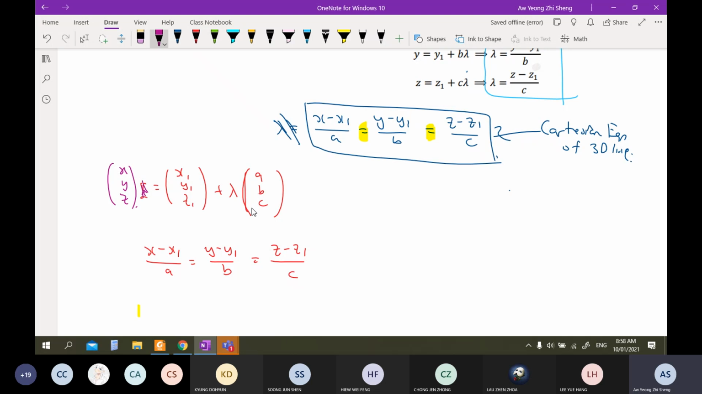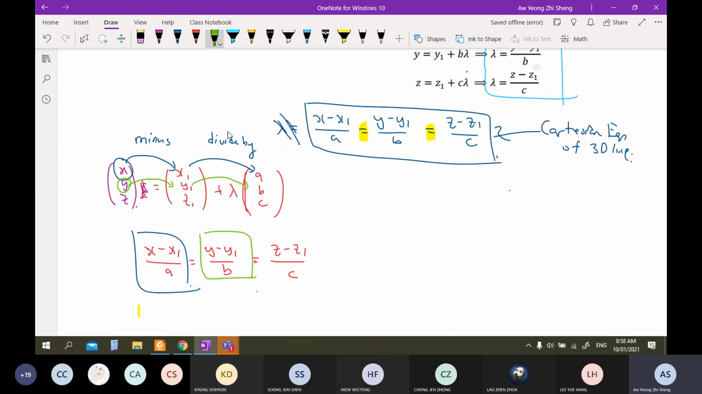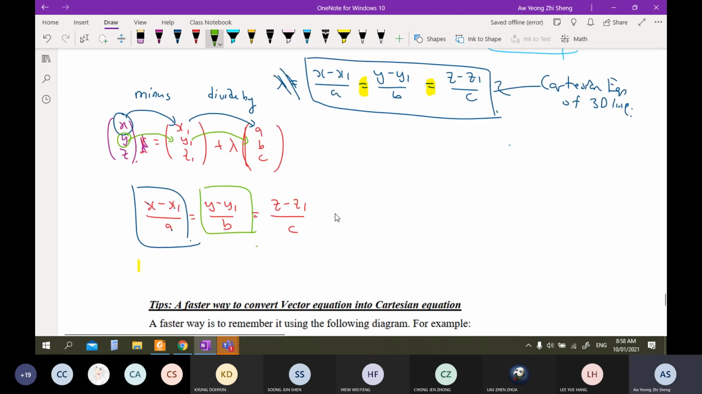And so that gives you a very quick way, because we are just taking x minus x1, then divide by a. X minus x1 divided by a gives you the first fraction. If you do the same for the second component, you have y minus y1 whole thing divided by b, you get the second fraction. And do the same for the third component, you get the third fraction. Right, so we are going to use this shortcut procedure here.